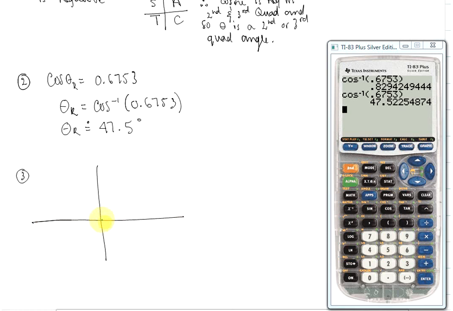Here is our second quadrant angle, and here is our third quadrant angle. Both of them are theta. Let's draw our reference angles in. They are between the terminal arm and the x-axis. So we'll have one right up just above the x-axis and one below, but both of these are our reference angles, which are at 47.5.